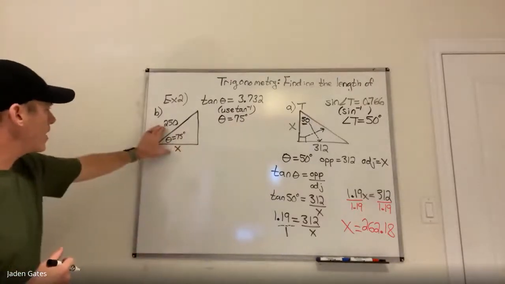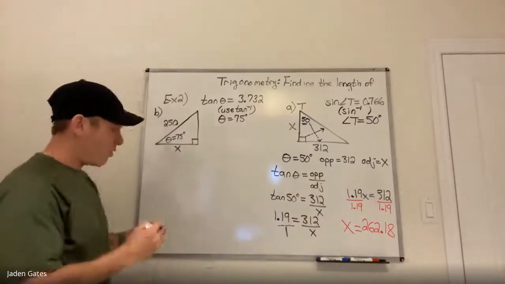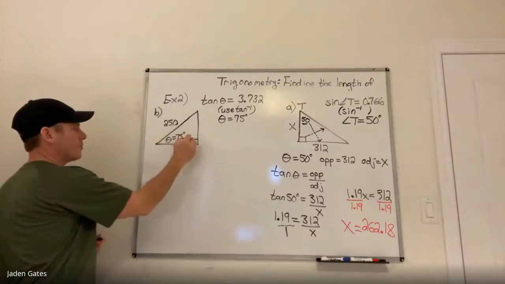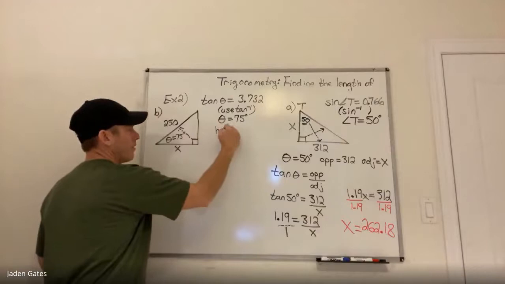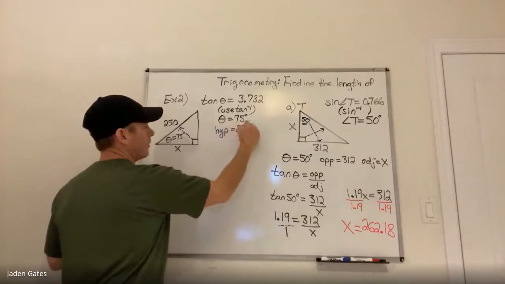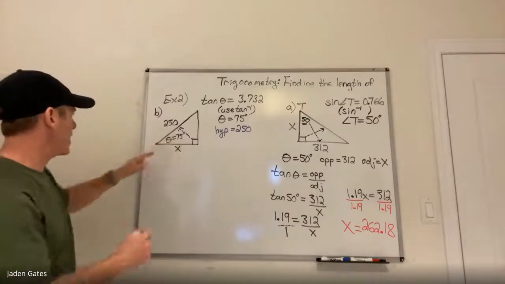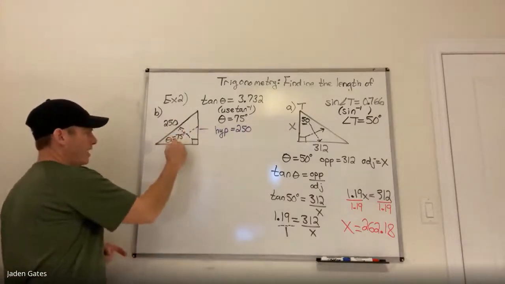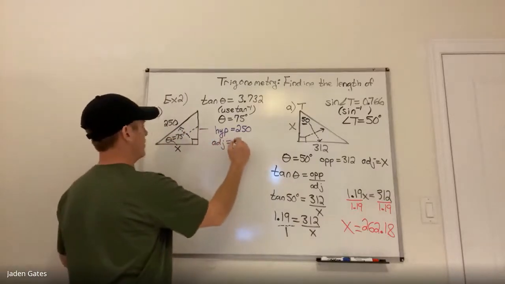There's part of my given information. Now it's all about the sides. When I look at my triangle and figure out which sides I have, again, across from the right angle, there's my hypotenuse. There's my angle. Across from it is the opposite, and I don't have it. That means my x is my adjacent.